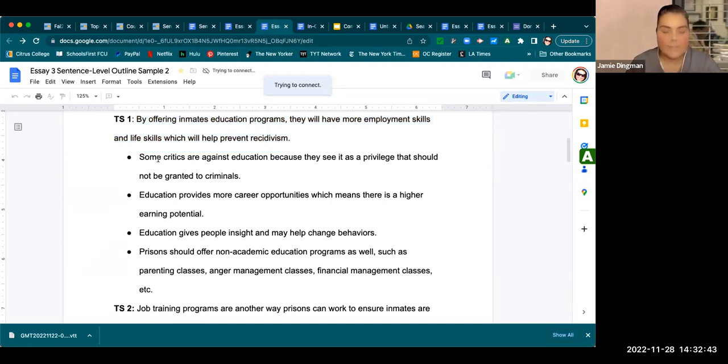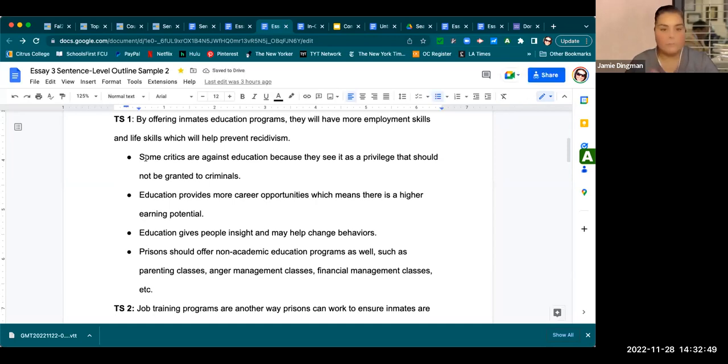And you'll see complete sentences. So the first thing they did here, you can see, is addressing the opposition. Some critics are against education because they see it as a privilege that should not be granted to criminals. Then we see these next 3 points are their side, where they're countering and explaining why education is important for employment, life skills, and to reduce recidivism. So we see education provides more career opportunities, which means there is a higher earning potential, complete sentence. Education gives people insight and may help change behaviors, complete sentence. And the last one here, prisons should offer non-academic education programs as well, such as parenting classes, anger management classes, financial management classes, etc.